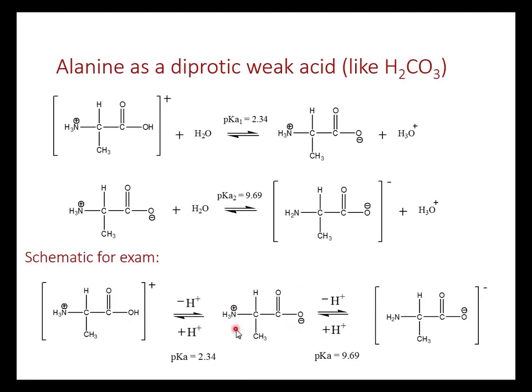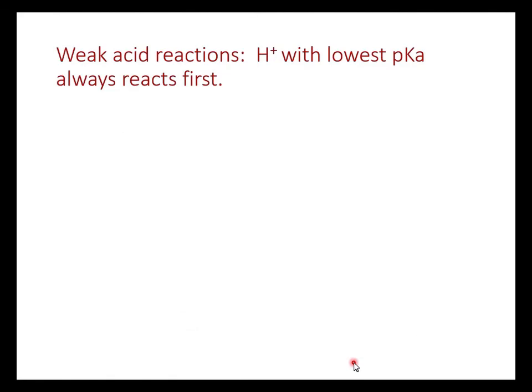Now this species will actually lose another H+ from the ammonium ion to form the amine, and the net charge at this point is -1. There's no charge left on the ammonium, and we still have the charge on the carboxylate ion. The pKa for that is 9.69. A rule of thumb is that in weak acid reactions, the H+ that has the lowest pKa always reacts first, and in fact they'll react in order from lowest pKa up to highest pKa.